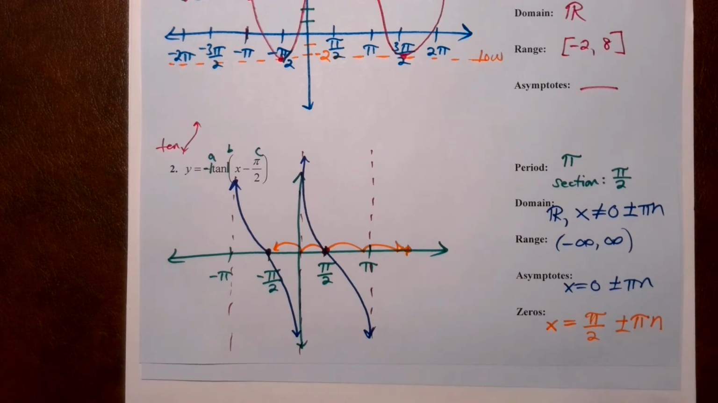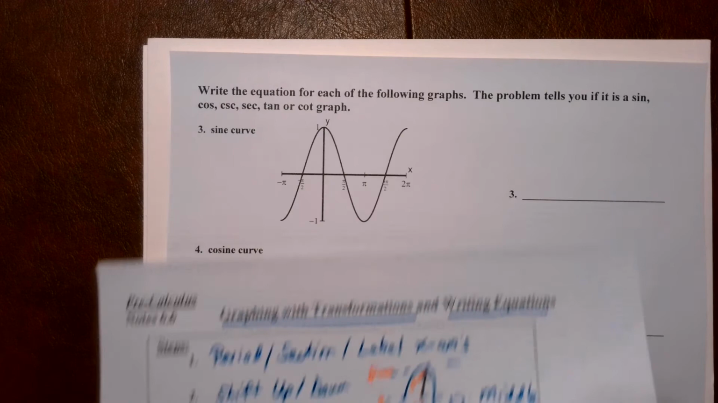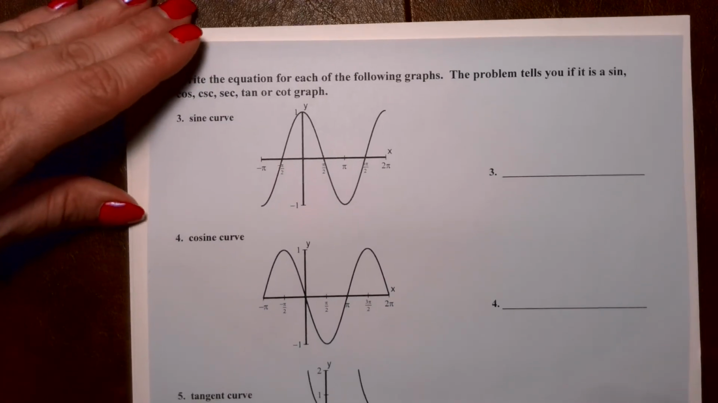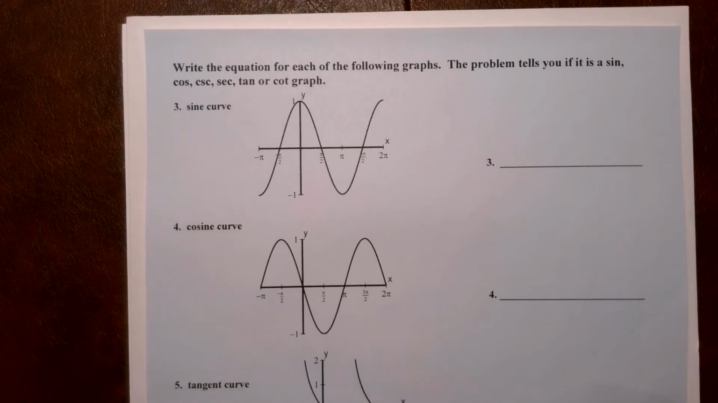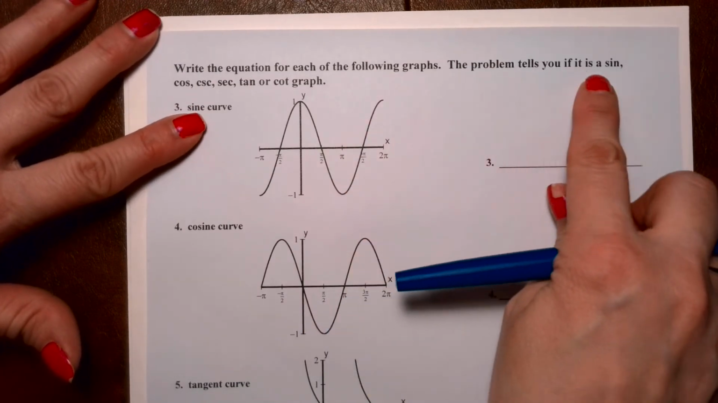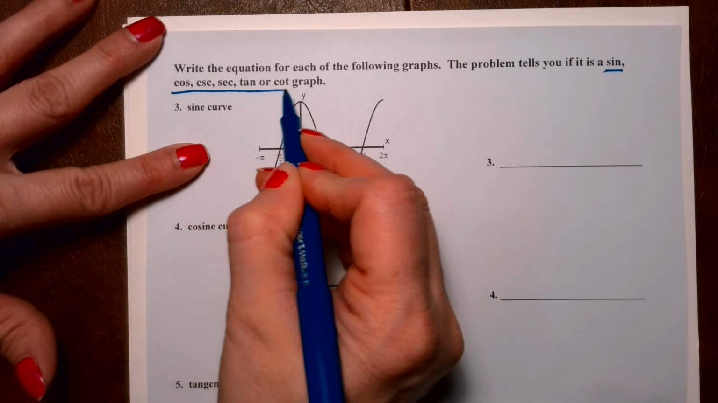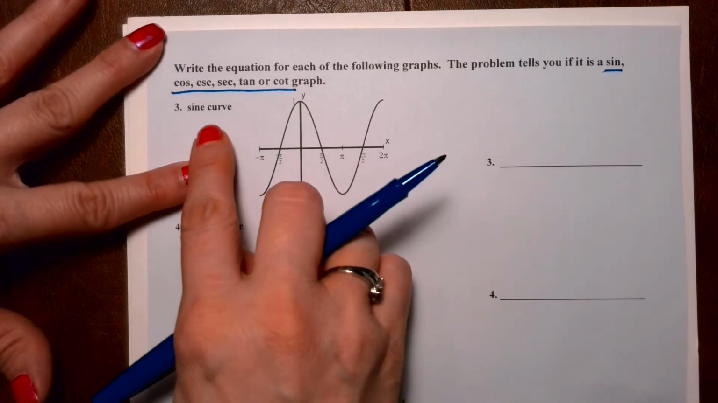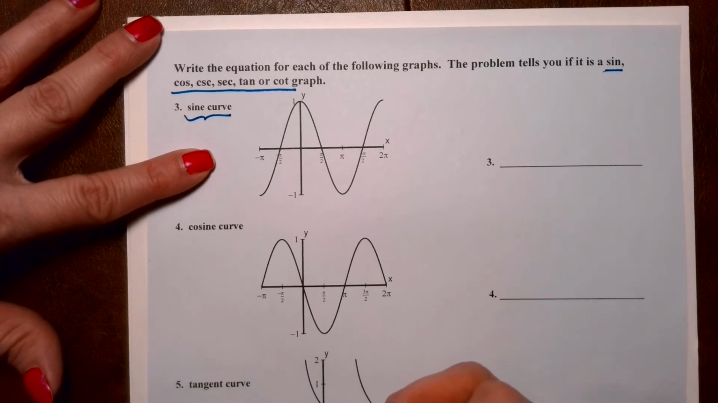Okay, so that's how you do all the transformations for the different graphs. Let's take a look at how to write an equation. Sometimes the writing is going to get a little fancier when you start adding in all these phase shifts. The problem tells you what kind of trig equation to make: a sine, a cosine, a secant. So for number 3, we have to write a sine graph.